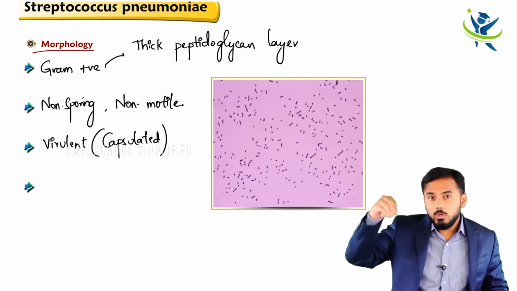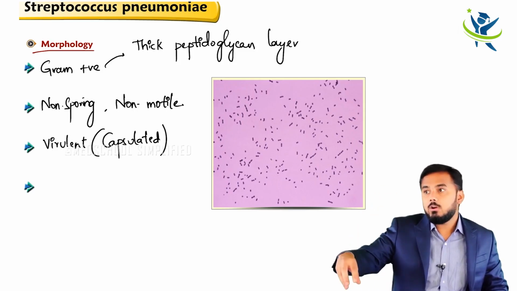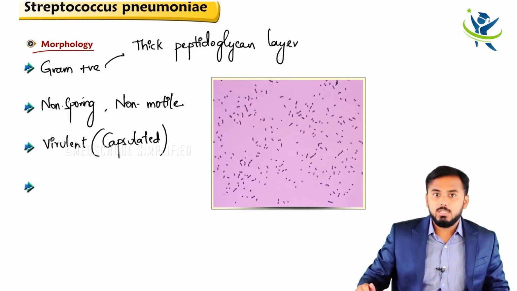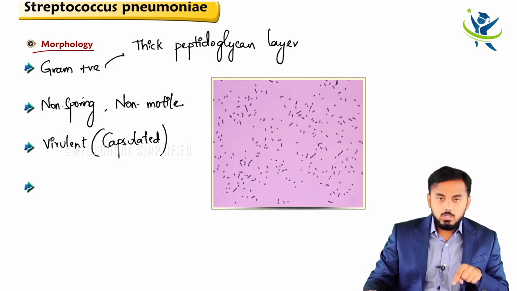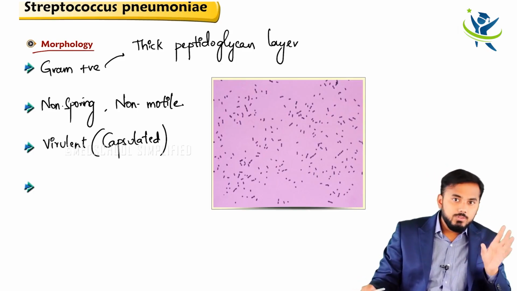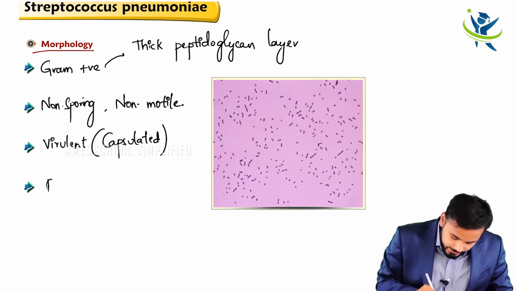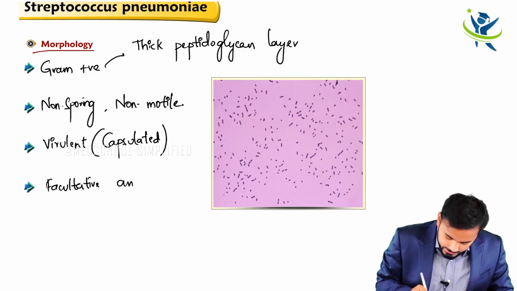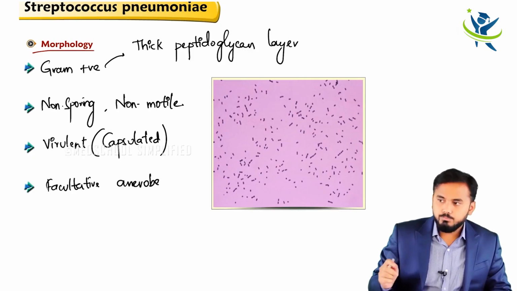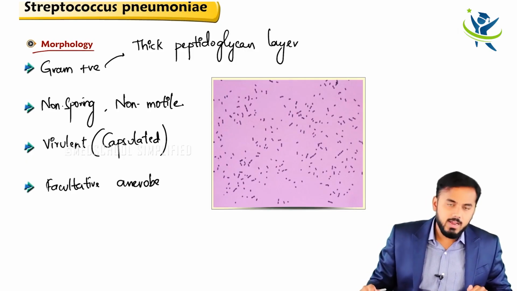Organisms which can live only in the presence of oxygen, which cannot survive without oxygen, are called obligatory aerobes. This organism can live with or without the help of oxygen, so it is called a facultative anaerobe.